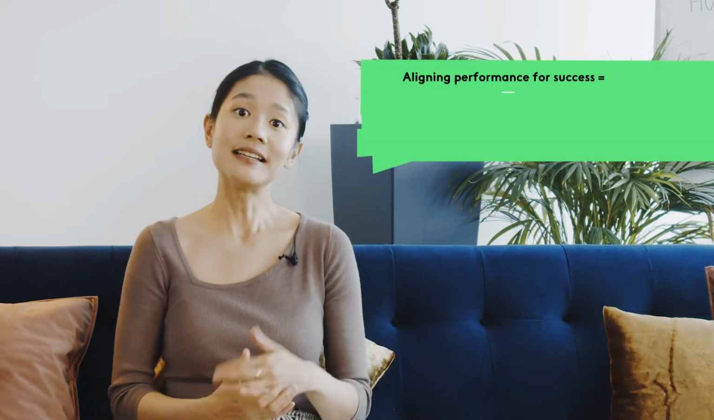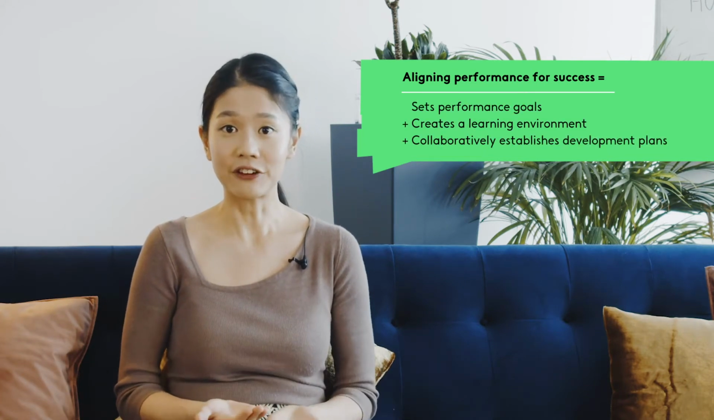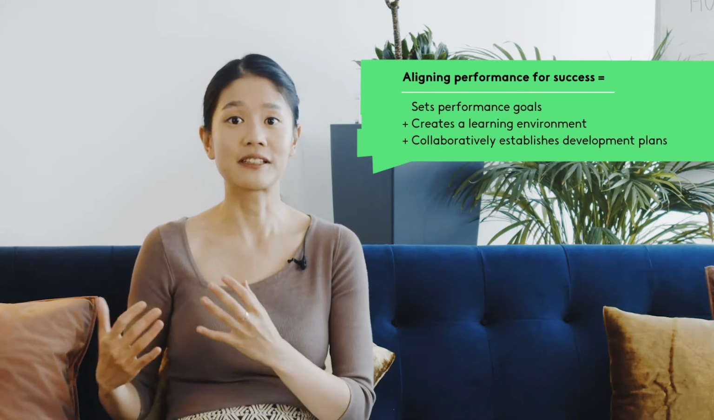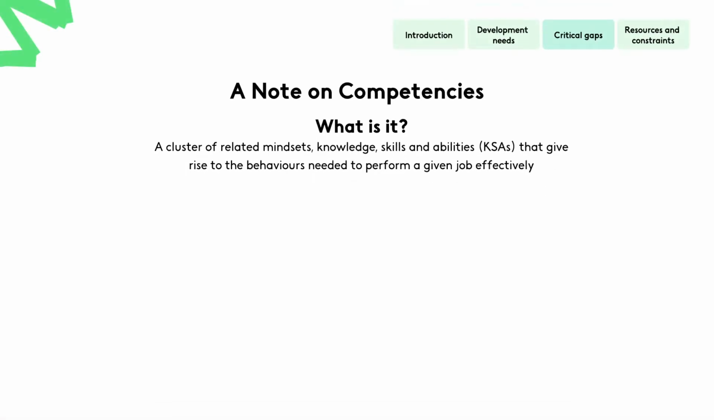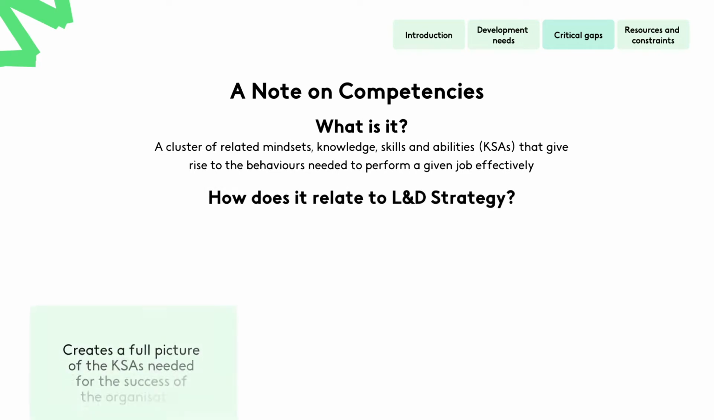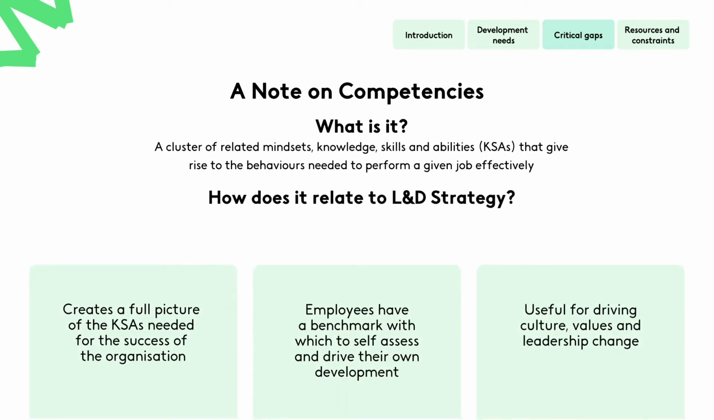For example, the competency aligning performance for success, taken from the Harvard Competency Dictionary, consists of several KSAs, such as sets performance goals, creates a learning environment, and collaboratively establishes development plans. Competencies can be really useful in your future-oriented L&D strategy. Having a set of core competencies for leadership or the organization will provide a big picture view of the KSAs needed for the success of the organization. Core competencies also provide a benchmark which enables employees to self-assess their learning needs and drive their own development.